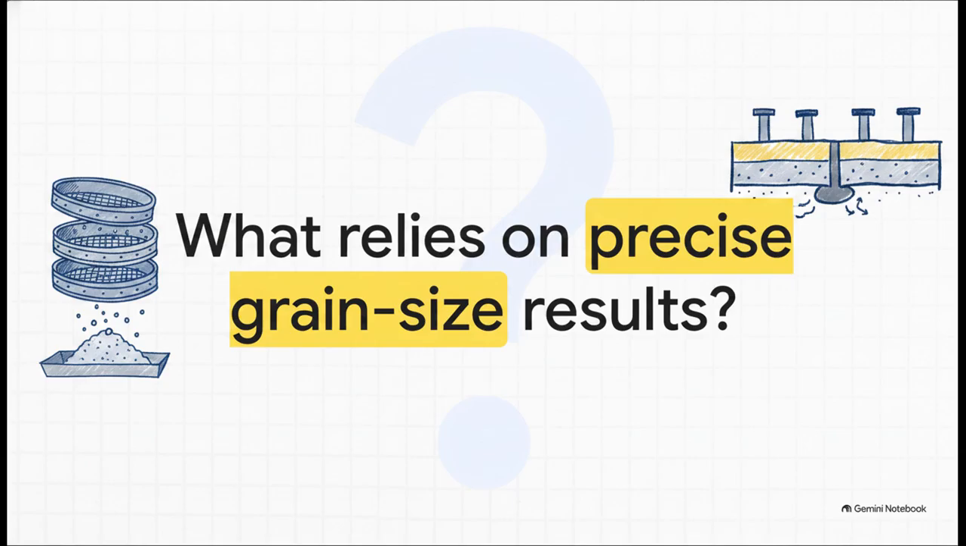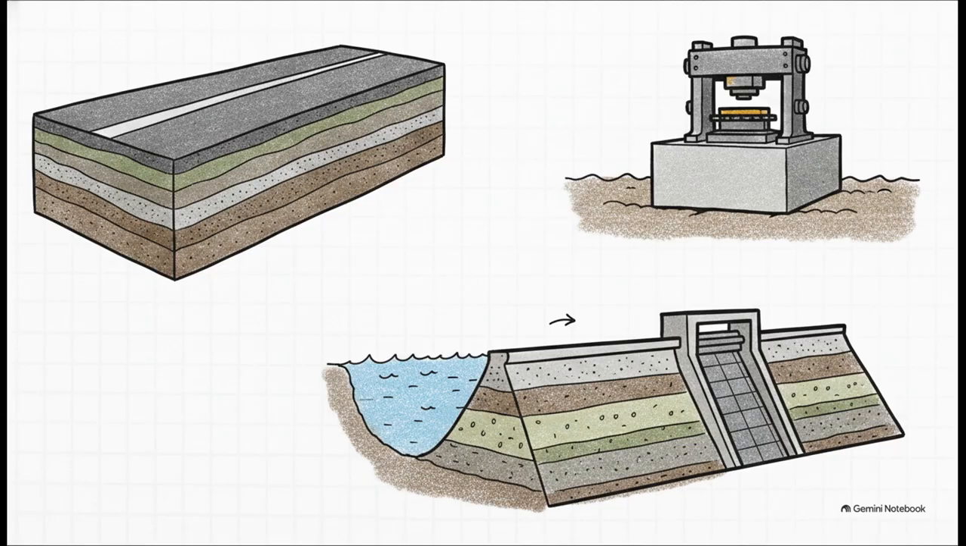I want you to really think critically about the statics principles we just applied. Why are we spending so much time in the lab shaking dirt through sieves? What major, real-world engineering application relies directly on these precise grain size distribution results? If you said infrastructure survival, you hit the nail on the head.